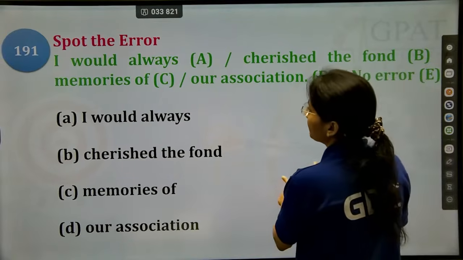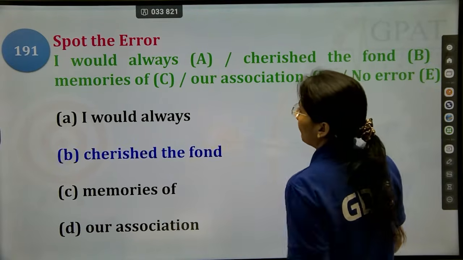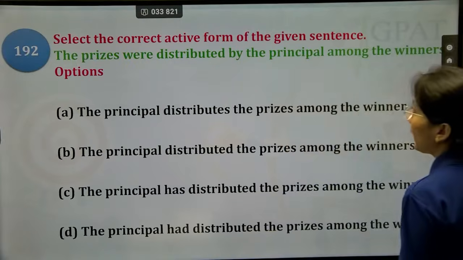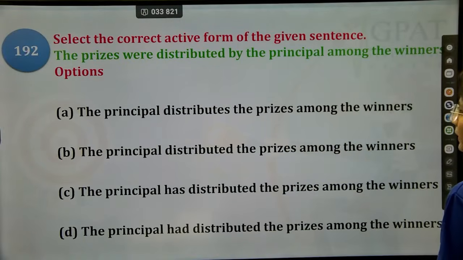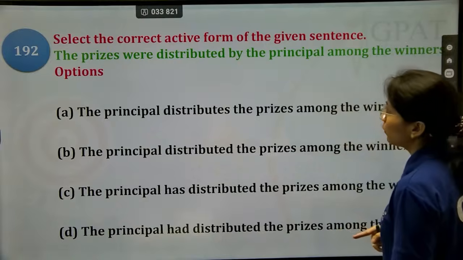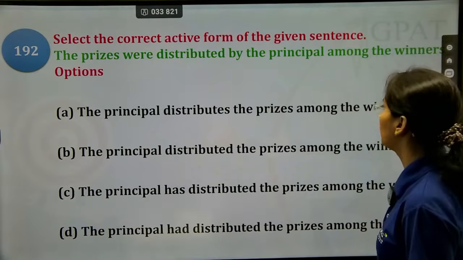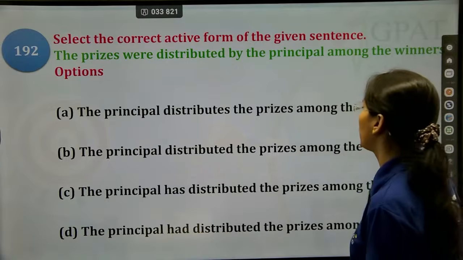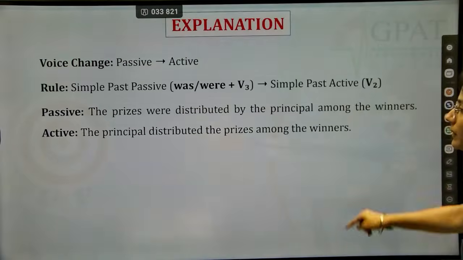Next is, the prize were distributed by the principal among the winners. Options, we have to correct it to active. The principal distributed the prize among the winners. So the answer is B is correct.